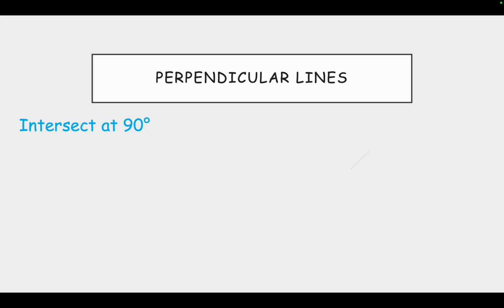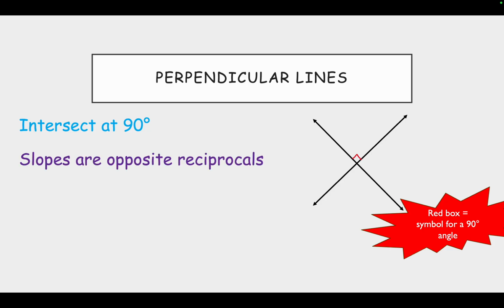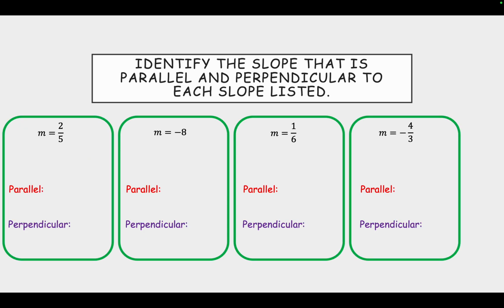Perpendicular lines intersect at 90 degrees. You'll typically see a little red box. That's the symbol for a 90-degree angle. Slopes are opposite reciprocals. Opposite means opposite sign. If one slope is positive, the other should be negative, and vice versa. Reciprocal just means you're going to flip the fraction. For example, if we had a slope of 2 over 3, for the perpendicular slope we would have to change the sign to a negative and flip that 2 over 3 fraction to 3 over 2.